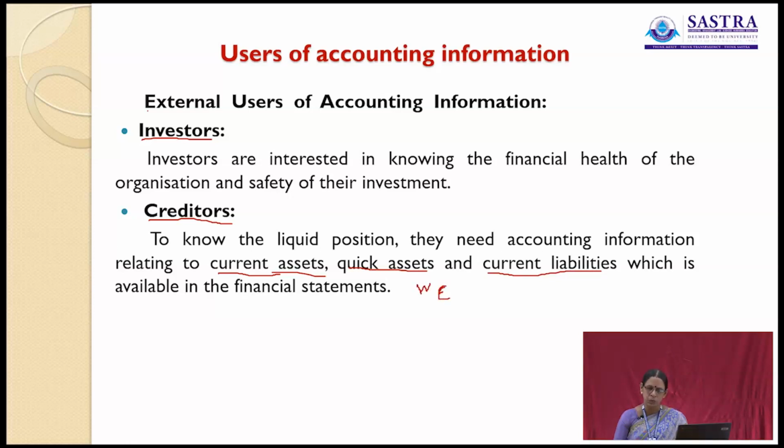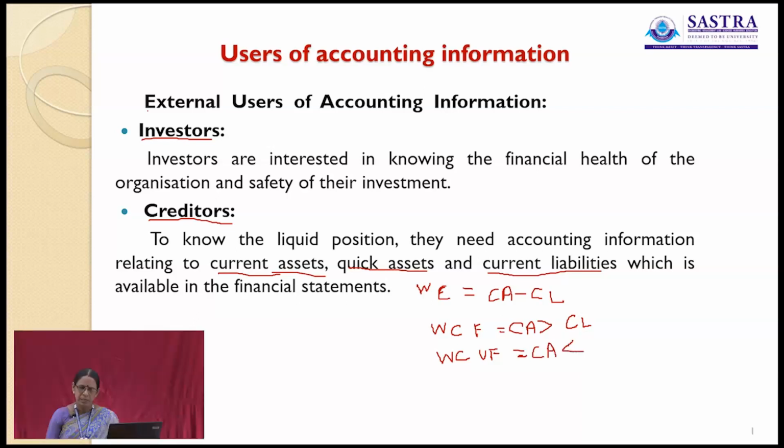Working capital position is equal to current assets minus current liabilities. So this working capital position increases whenever the current asset increases and your current liability decreases. Now the working capital position decreases when the current asset decreases and your current liability increases. So this is a position in an organization.